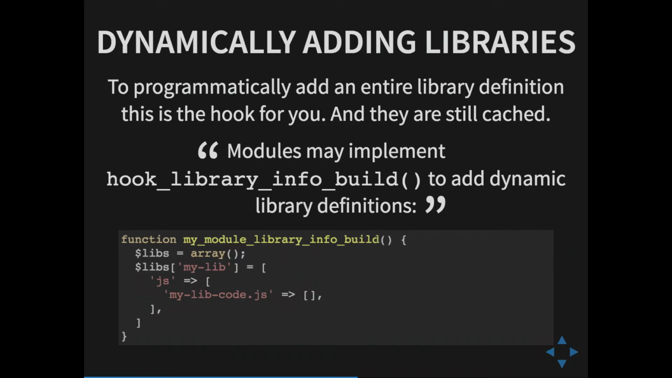So you use the library info build hook, and it kind of looks like your YAML file. You define your lib, the JavaScript, and the JavaScript file. So maybe you had a slider module that could use one of three different slider JavaScript libraries, Slick and whatever other two, and then the user or the admin could pick one, and then this way you could modify the library definition file to specify the JavaScript file you wanted. Cool?